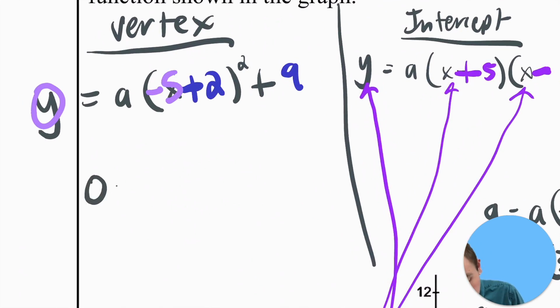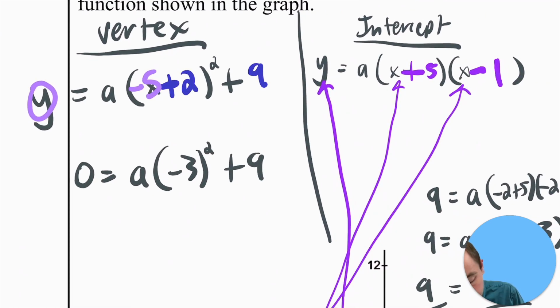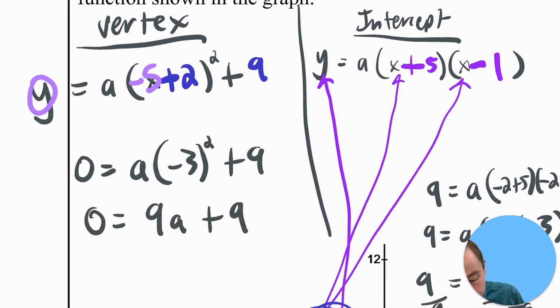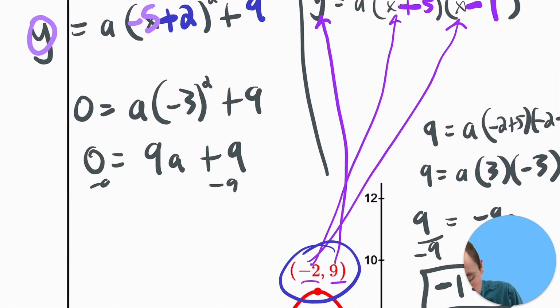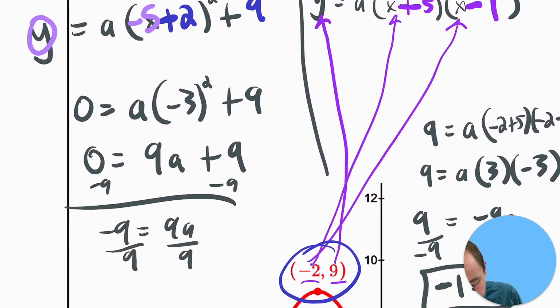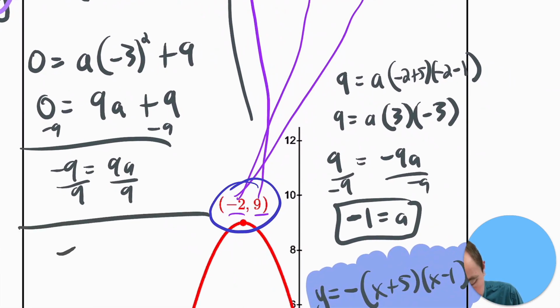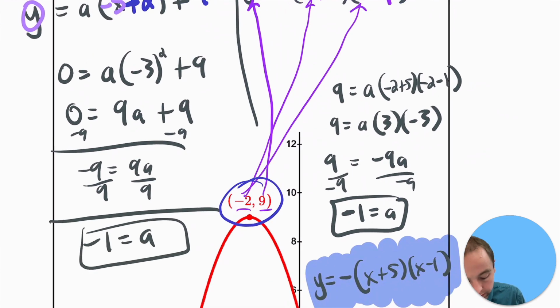So 0 is going to equal a times negative 3 squared plus 9, so 0 has to equal 9a plus 9. Then you could subtract 9, so negative 9 is going to equal 9a, and then divide by 9, and you finally get that negative 1 needs to equal the a, which is the same as what we got over there, of course, right?